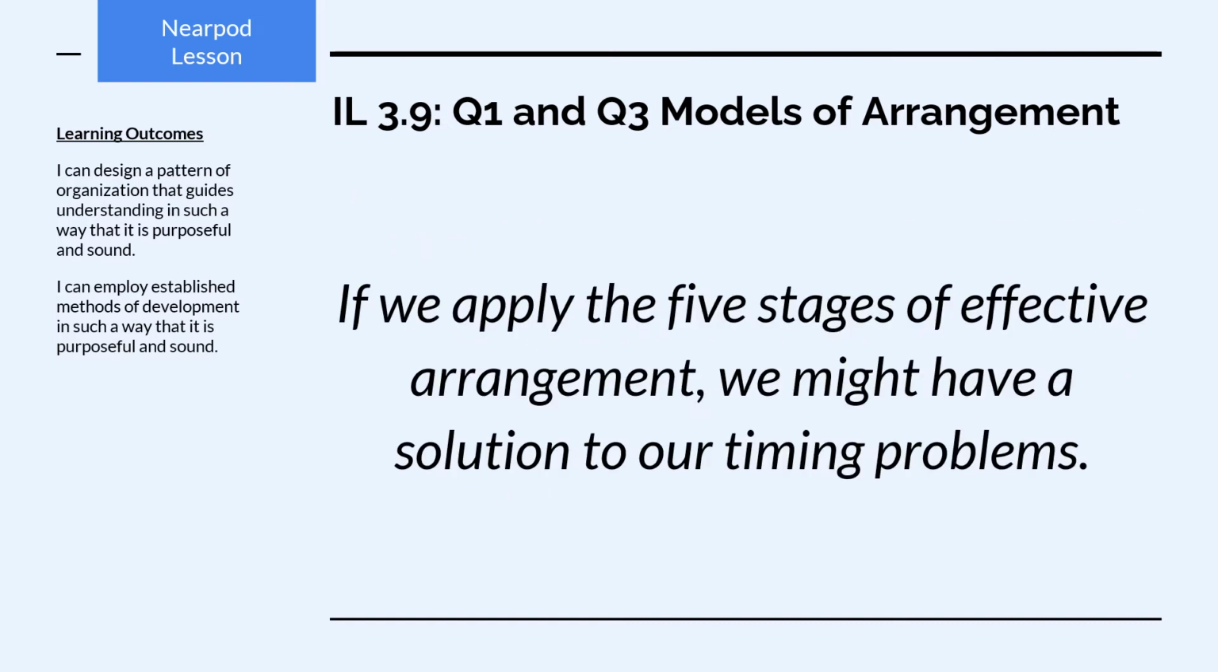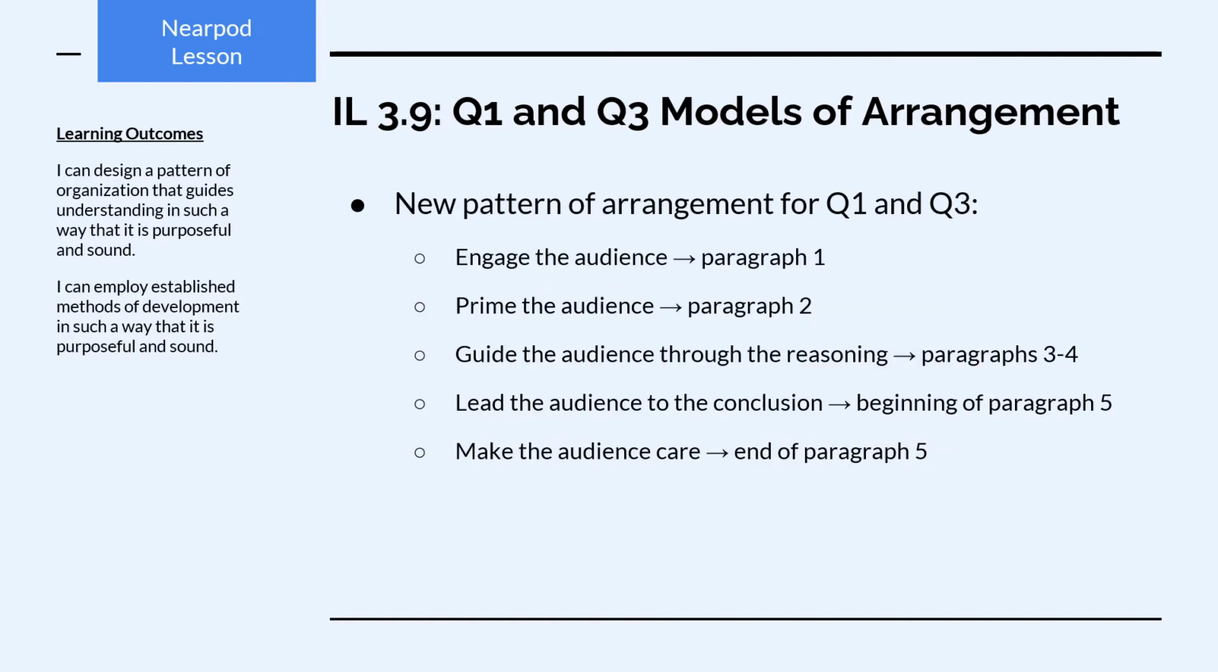But if we apply the 5 stages of effective arrangement, those 5 goals that we've been studying, to writing the Q1 and the Q3 essay, we might have a solution to our limited timing problems. Here then is a new pattern of arrangement for Q1s and Q3s that follows that 5-stage, 5-goal model that we've been looking at. So we're going to continue to engage the audience in paragraph 1.